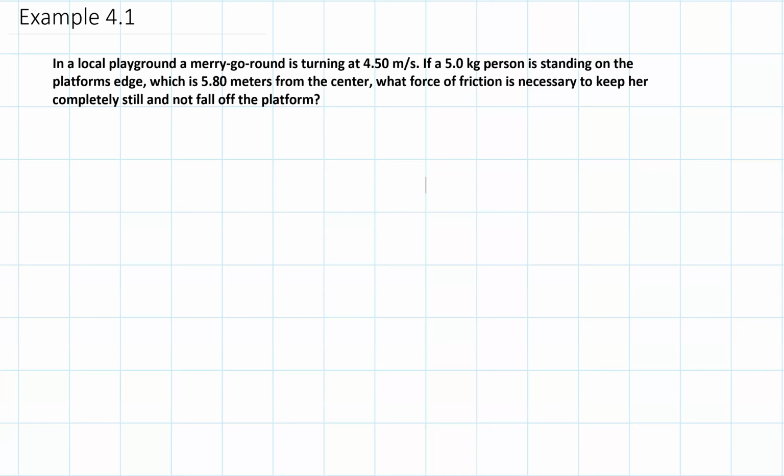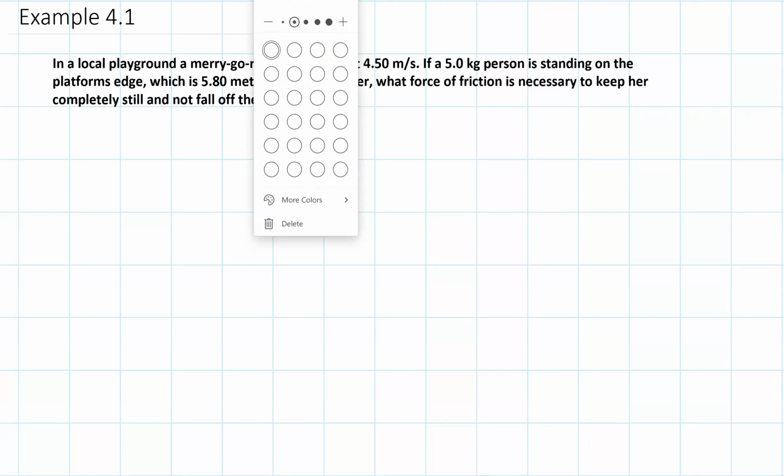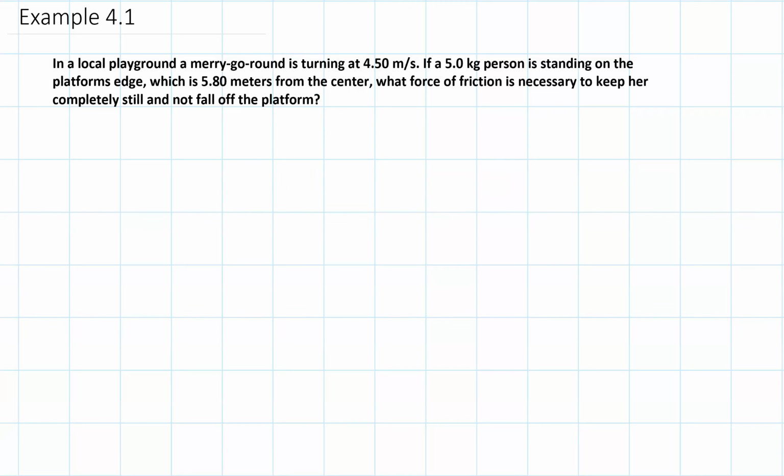Hey, what's going on? We're going to do our first example of the unit, example 4.1. In this one, we have a kid spinning around on a merry-go-round. So let's get started. First thing you always want to do is sketch out your problem if you don't have a picture. It helps you understand what's going on. Of course, the drawings will be very terrible, but we're working with it.